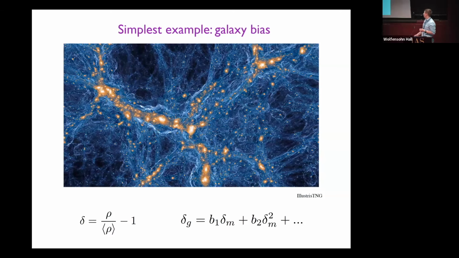So here in this cartoon, in this snapshot, I'm showing you the output of a simulation for galaxy formation, and the gray structure here corresponds to dark matter that we actually don't get to see. And the yellow blobs are galaxies that we get to see in an actual galaxy survey. And the first thing that jumps out at you when you look at this picture is that the distribution of galaxies and dark matter is correlated.